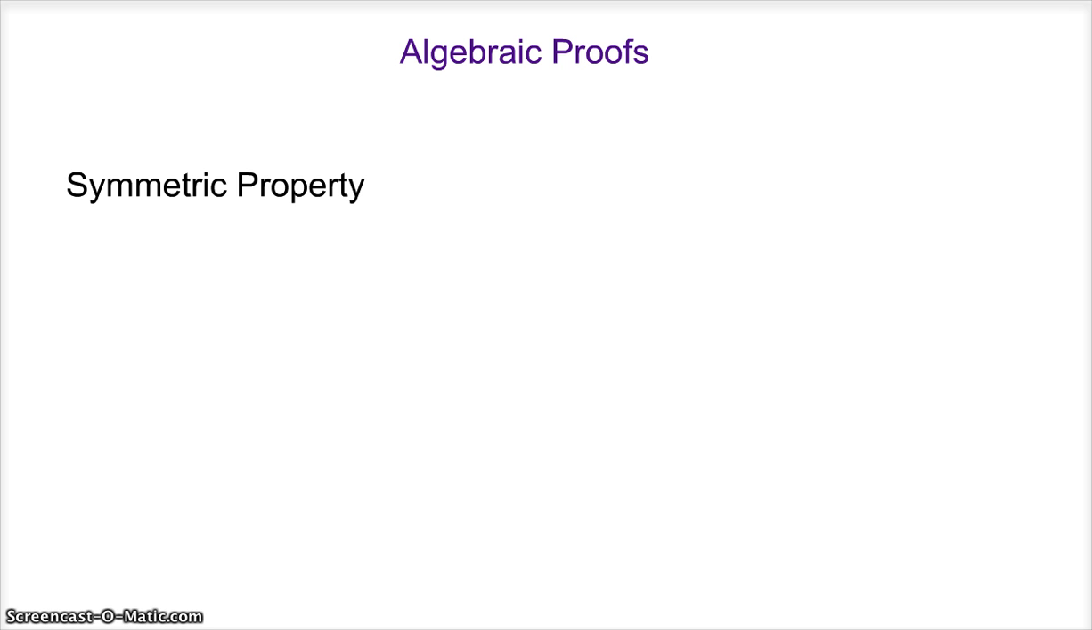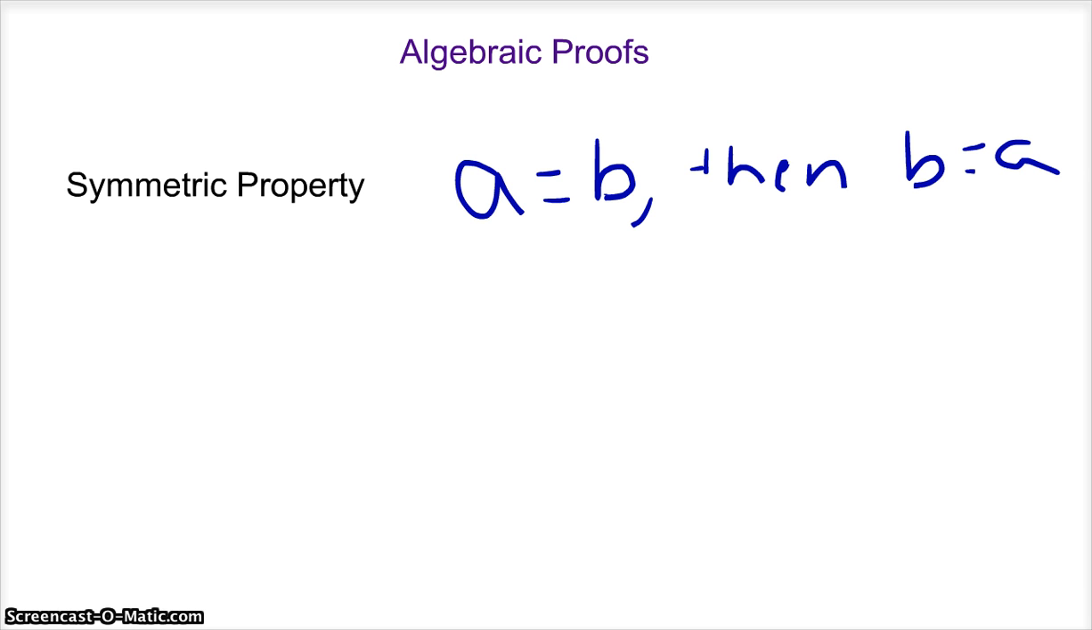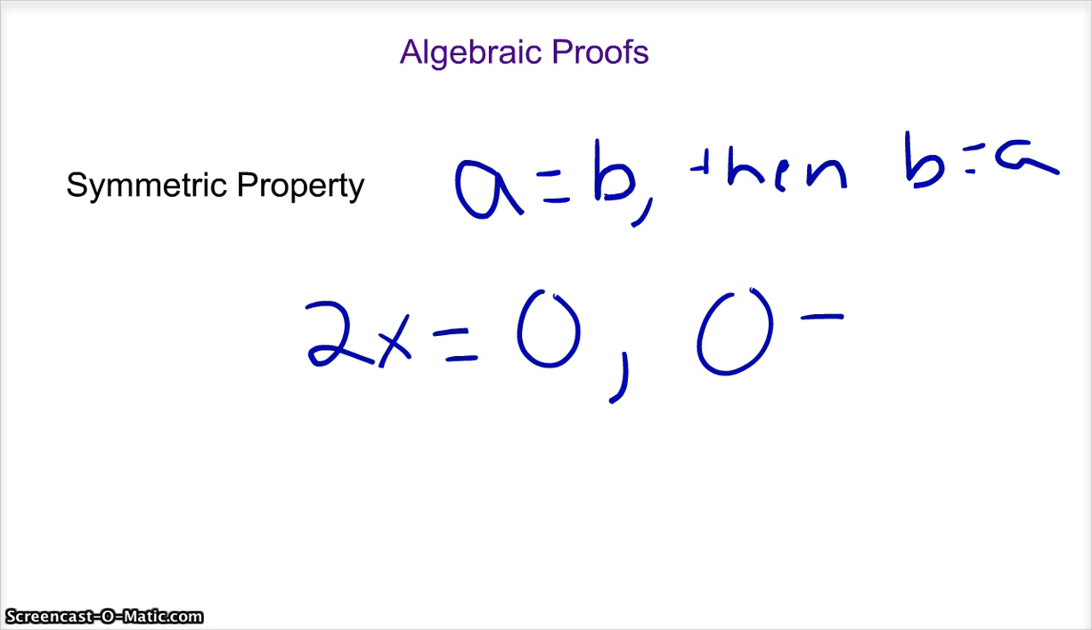The next one we have is the symmetric property. Think of symmetry. It says if A equals B, then B equals A. Makes sense, right? It's really just like flipping it over. So if 2x equals 0, then 0 equals 2x. Same thing.